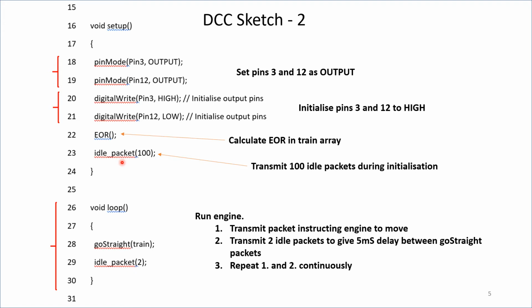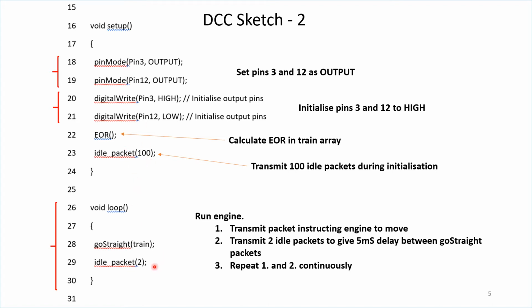And then I send out 100 idle packets. Remember, between every command packet, I need to have at least a 5 millisecond delay, and I can do that by sending out 2 idle packets. At the start of my program, when it all warms up, I choose to send out 100 idle packets. It could be 50, it could be 10, it could be 200. It's just a value I made up just to warm everything up. So that's the initial setup.